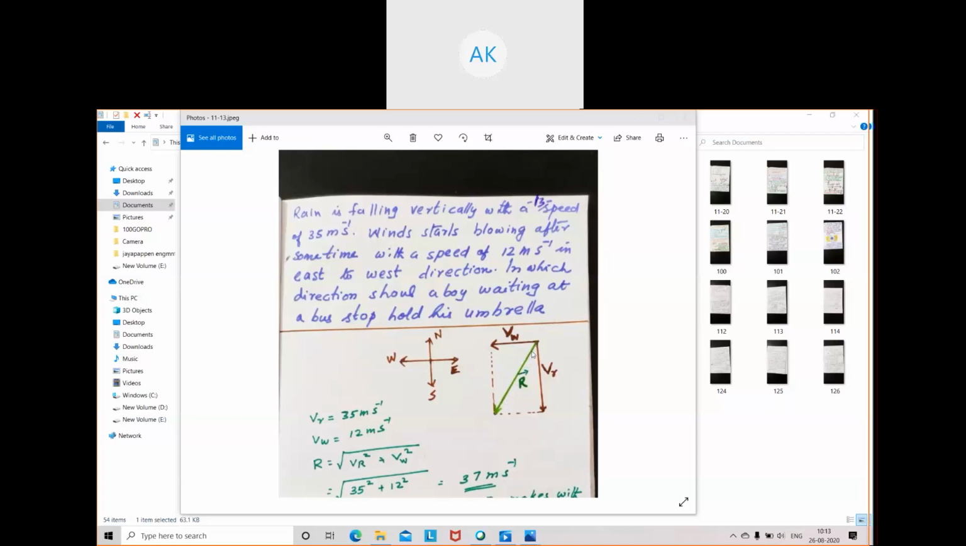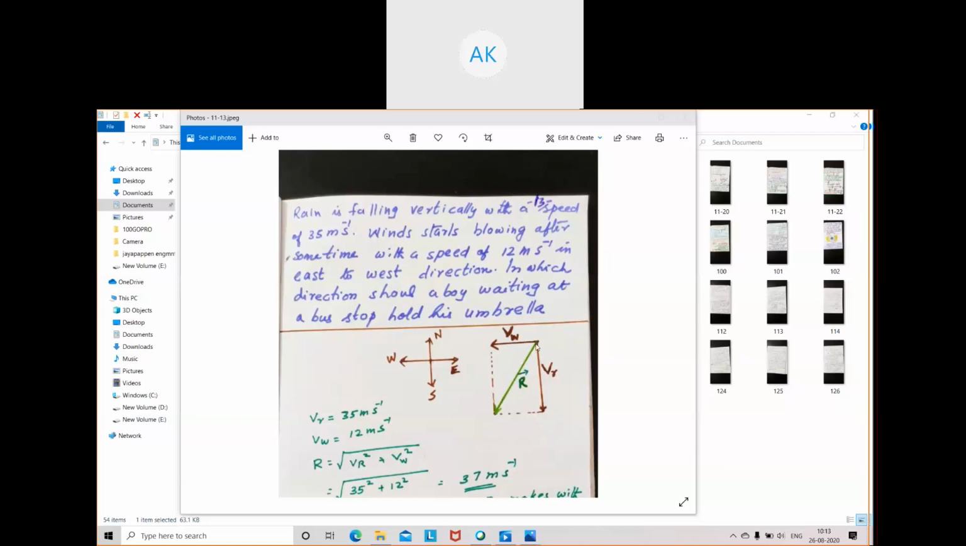Okay. So what is the resultant velocity of rain? We have to find the resultant velocity. The velocity of rain is downwards. The velocity of wind is towards west. So how will you find it? You mark these two velocities as the sides of a rectangle, and complete the rectangle with dotted lines. We completed the rectangle and draw the diagonal from the point where we have marked the two velocities.